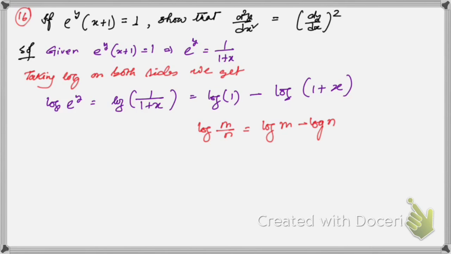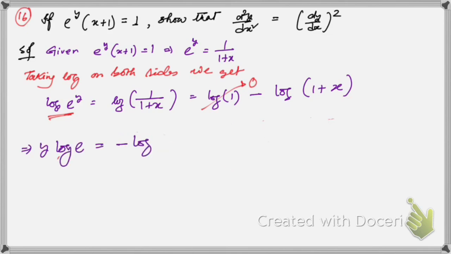So then log 1 is nothing but 0, so this term will become 0, and we know here we are going to use this property of log, that log of m to the power n is equal to n log of m. So after using those properties of log, we have got this: y log of e minus log of (1 plus x).